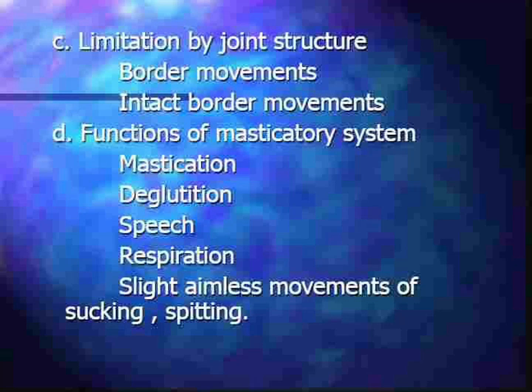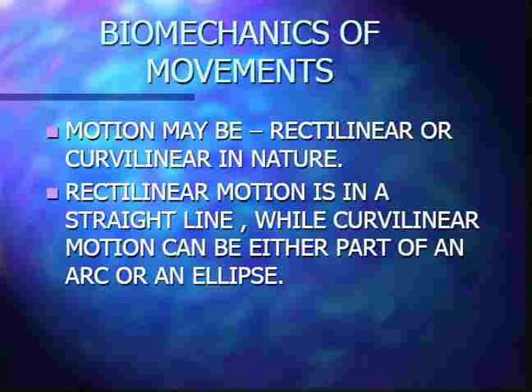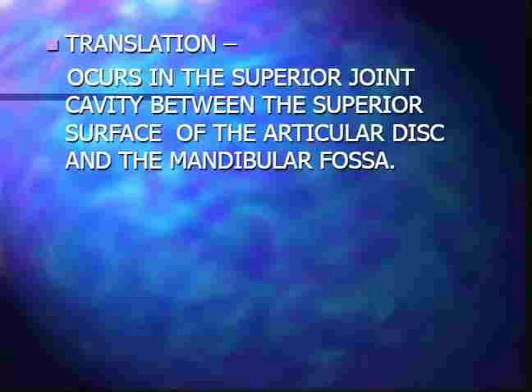These movements of the mandible are limited by the joint structures and the masticatory system. According to the movements that occur in the TMJ, it could be either rotational movement or translational movement. The biomechanics of these movements may be either rectilinear or curvilinear. The two types of movements that occur in the TMJ are rotatory movement and sliding or translation movement.